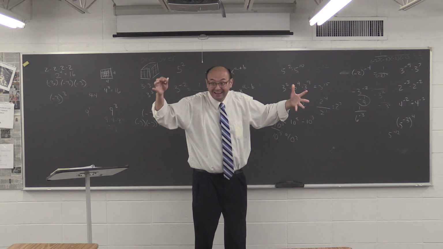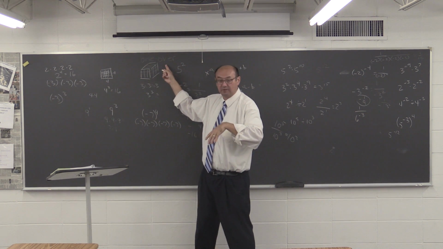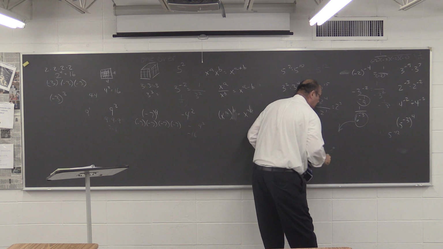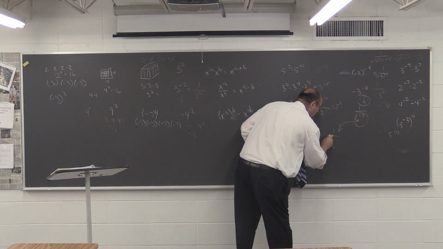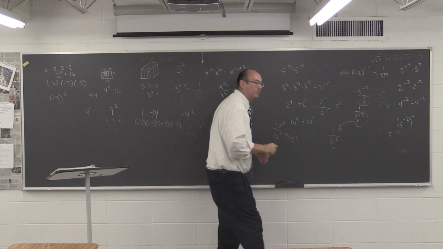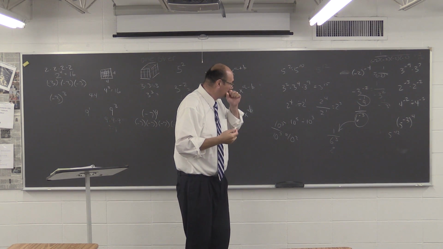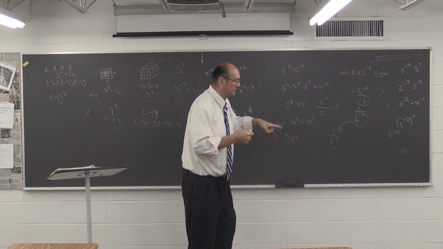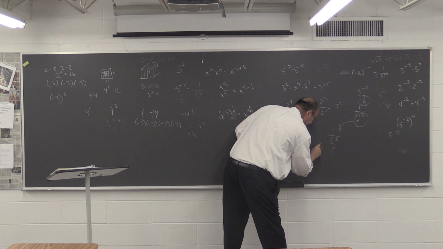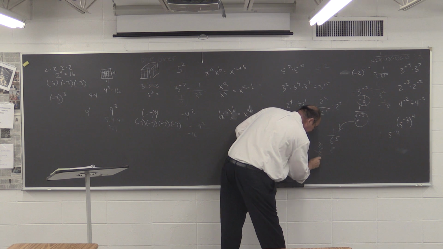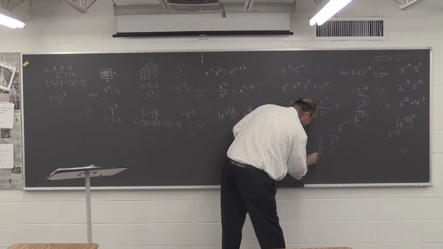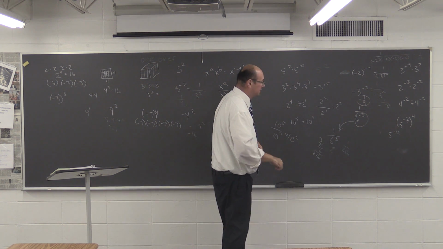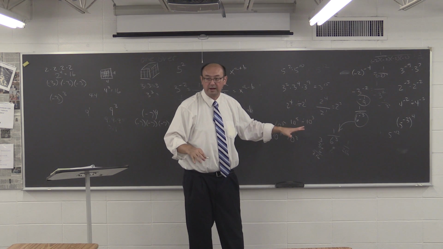Negative exponent. All right, what do we have? 1 over 6 to the 3rd, and we made it positive. 6 times 6 times 6. 6 times 6 is 36 times 6 is 216. So 1 over 216. Got it? Everybody understand that?